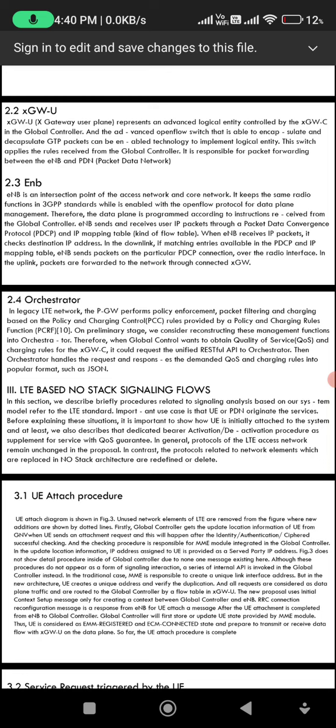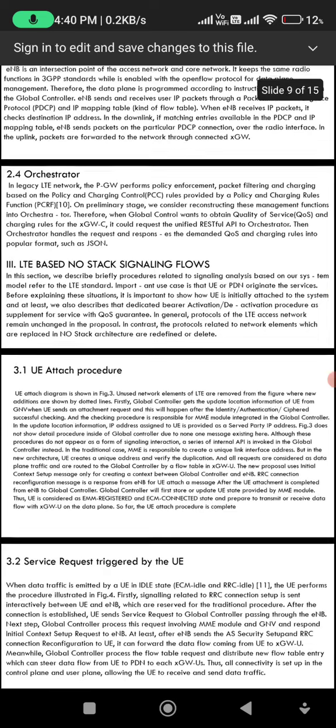When ENB receives IP packets, it checks the destination IP address in the downlink. If a matching entry is available in the PDCP and IP mapping table, ENB sends packets on the particular PDCP connection over the radio interface. In the uplink, packets are forwarded to the network through the connected XGW.